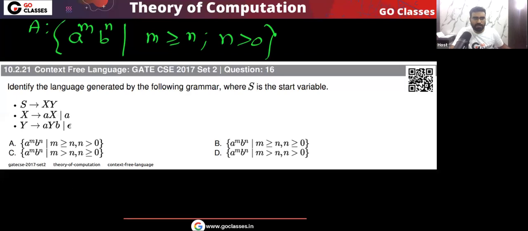So tell me, what will be the grammar for this? What changes can I make? Here you can notice n should be greater than 0. So first of all, here you cannot generate epsilon. Here you should generate at least AB. Is this clear? This change you make. Okay, let me explain. Basically, if you want the grammar for this, let's do the analysis.